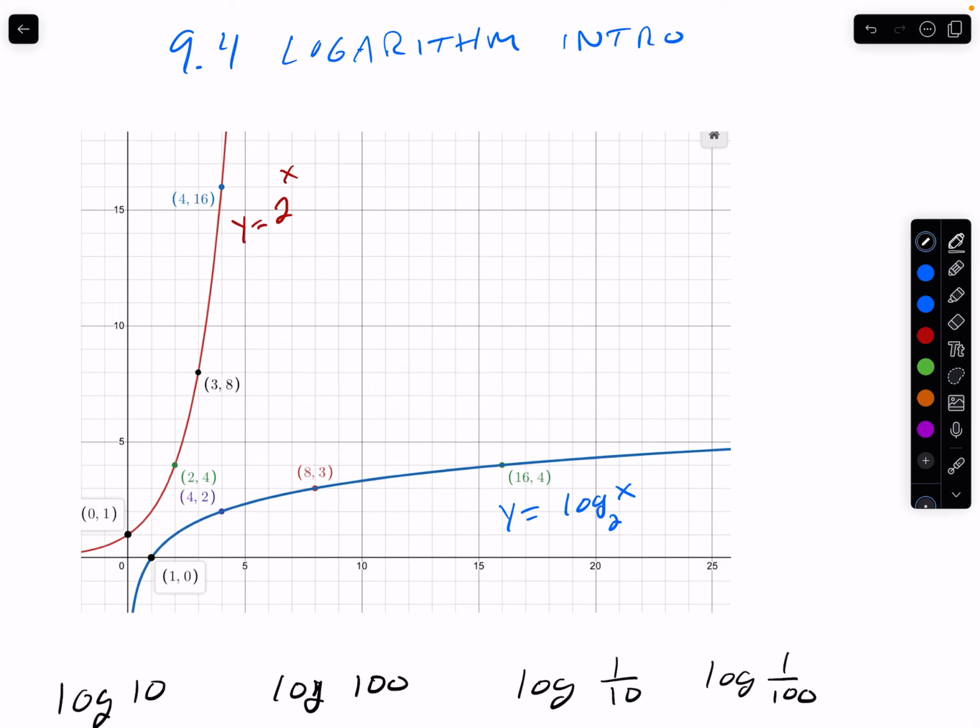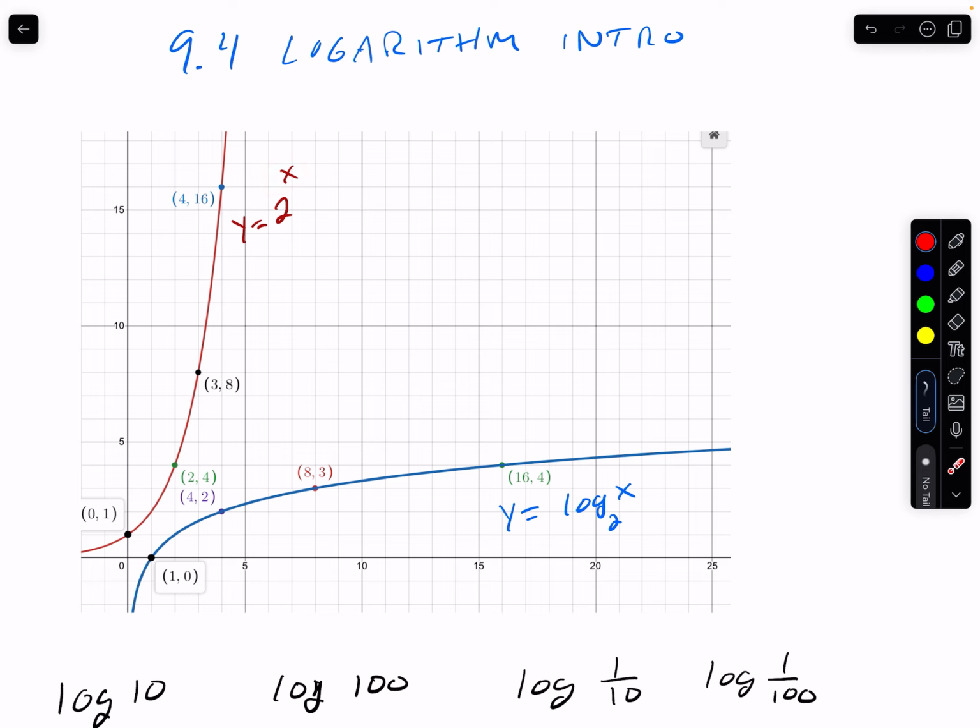Okay, so our logarithm introduction. We're just going to talk a little bit about what exactly a logarithm is. We have two functions here. First of all, we have y equals 2 raised to the x power. We know this is an exponential function because the variable is an x.